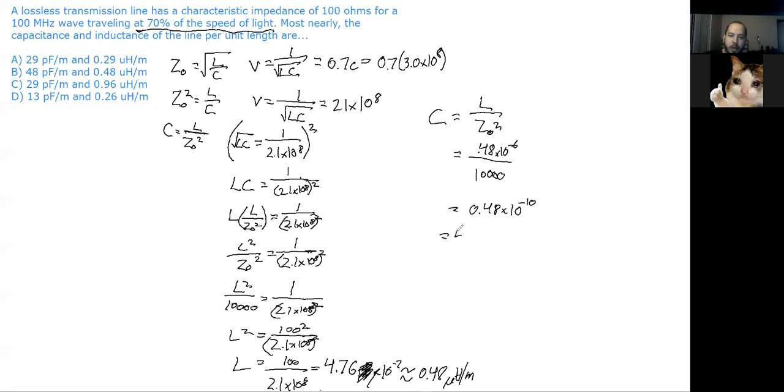Yeah, it's about 48 picofarads per meter. Yep. So this problem's answer right here would be B. Wait, do you use the frequency of the wave? Surprisingly not. Interesting. Yeah, it's kind of irritating how some problems just throw in an extra detail that's not even relevant.